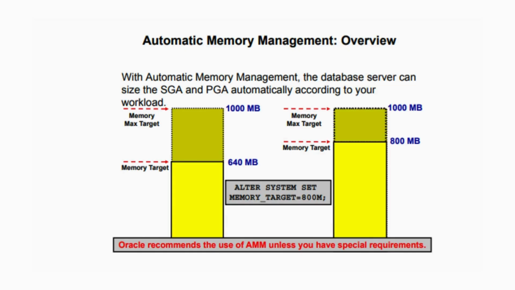Memory size initialization parameter, memory_max_target, and the database server dynamically exchanges memory between the SGA and the instance PGA as needed to meet processing demands. With this memory management method, the database server also dynamically tunes the sizes of the individual SGA components and the sizes of the individual PGAs.